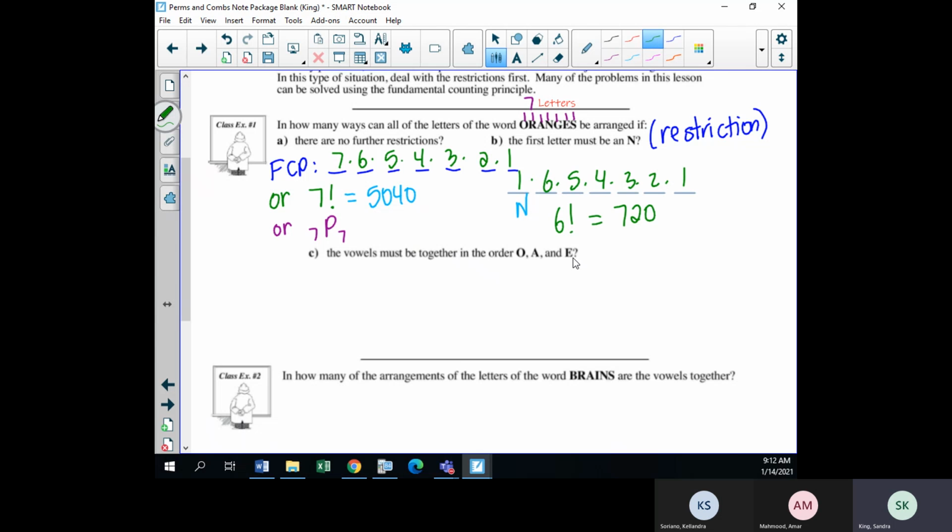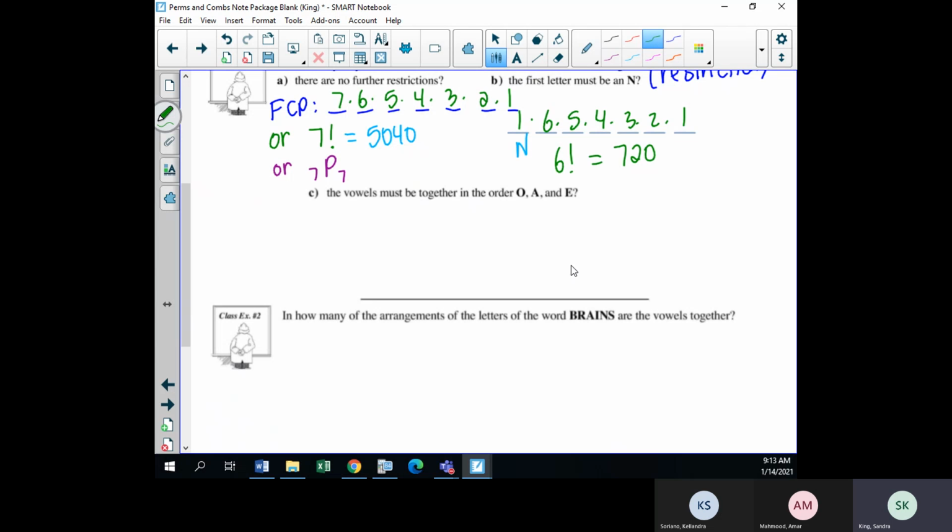And what I mean by discs is, like with this question here, imagine a round disc, and one disc has the letter O on it, one disc has the letter R on it, one disc has the letter A, and you put it in a bag, and you would have 7 total discs with all the different letters. So what they are saying for this is the vowels O, A, and E must be together.